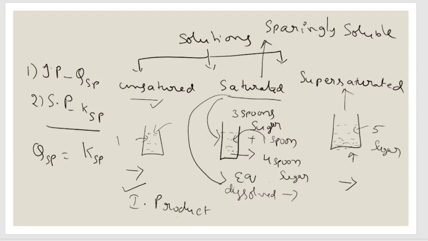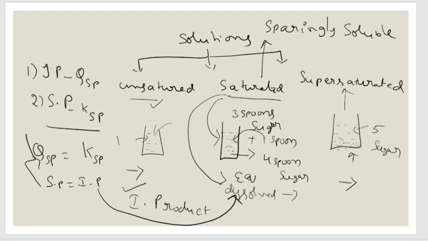Let's compare with the reaction quotient here. You will be able to understand. So the conclusion here is that the solubility product is equal to the ionic product only when the system is at equilibrium, meaning it is nothing but a saturated solution.